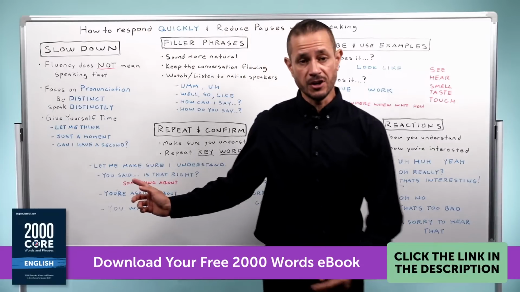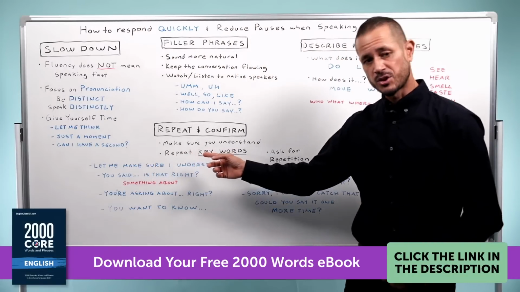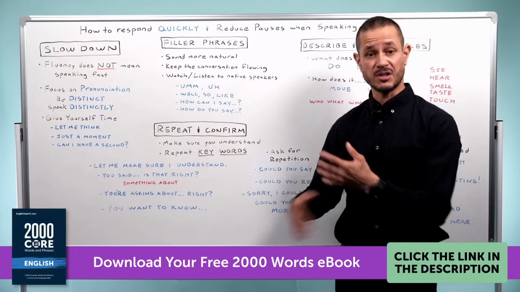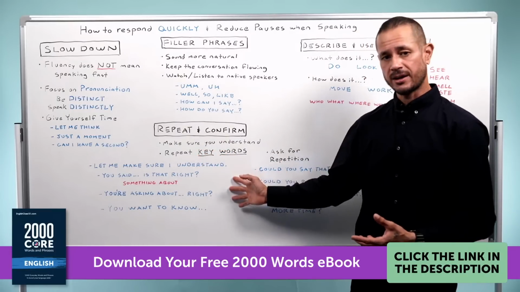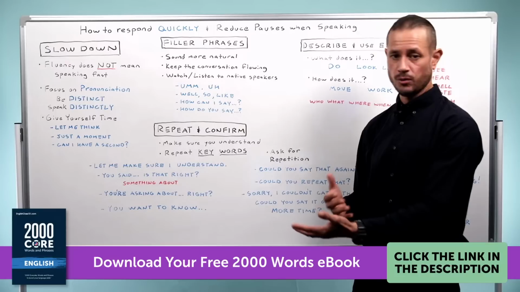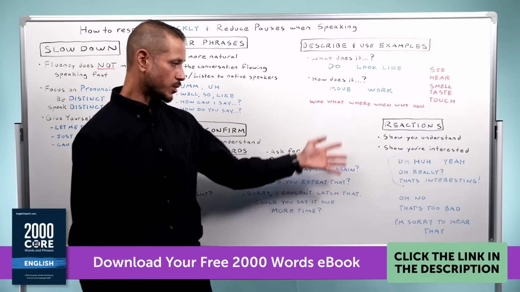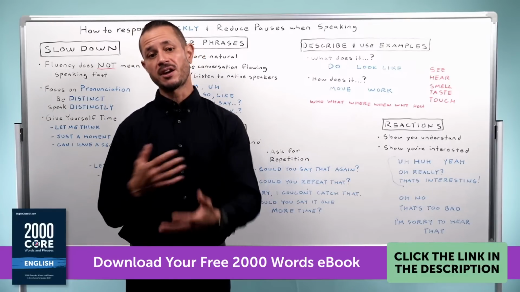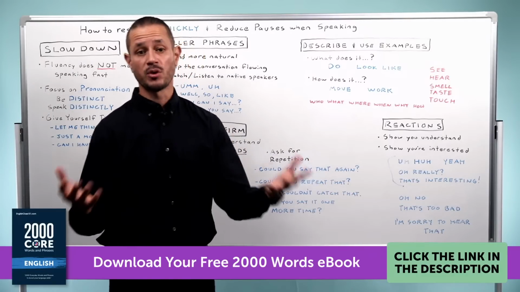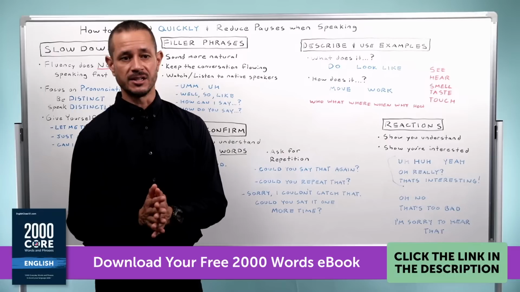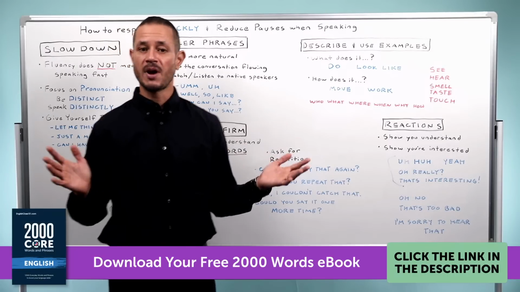Repeat and confirm as a listener. If someone's talking fast, you're not quite sure, ask them to say it again or double check that you heard correctly. And finally, just simple reactions. These are a great way that you can jump in a conversation and just sound more natural and fluent as a listener.